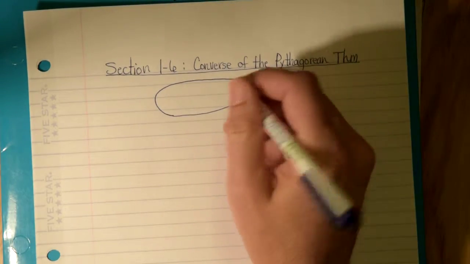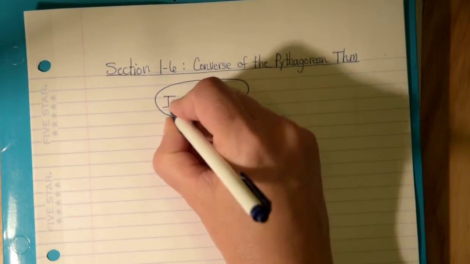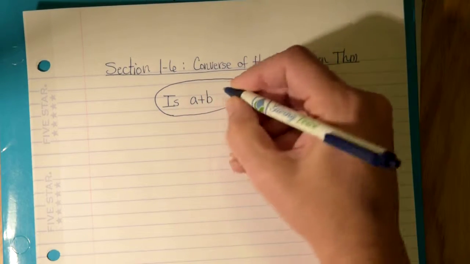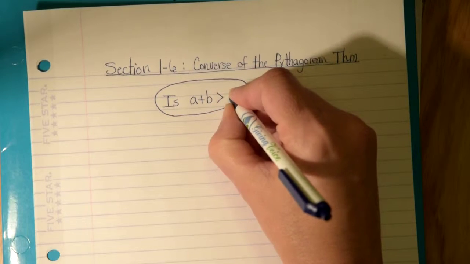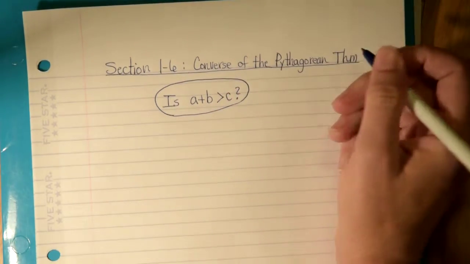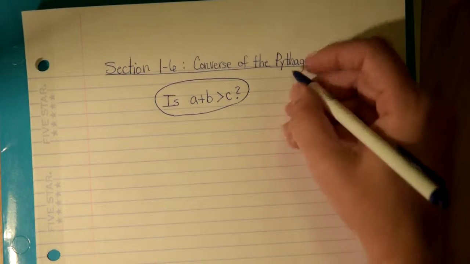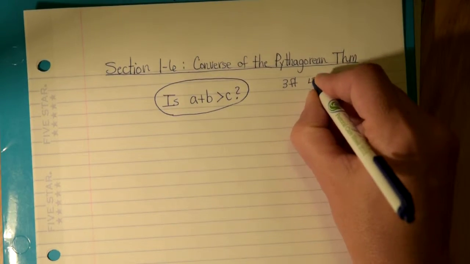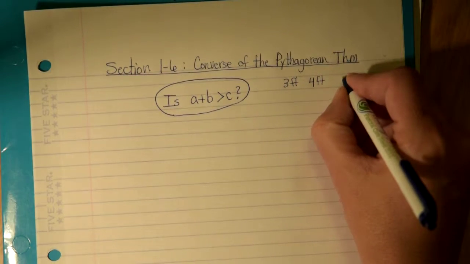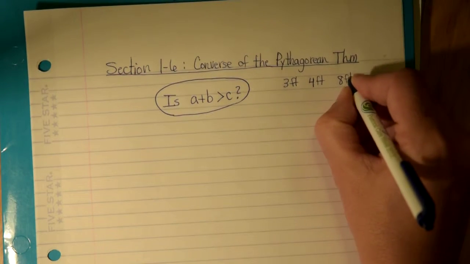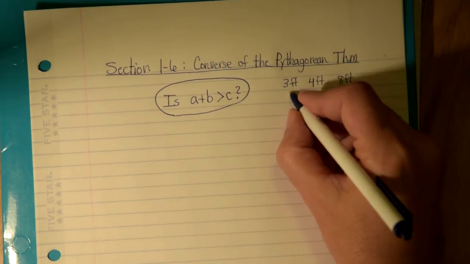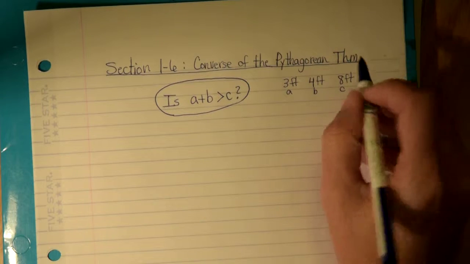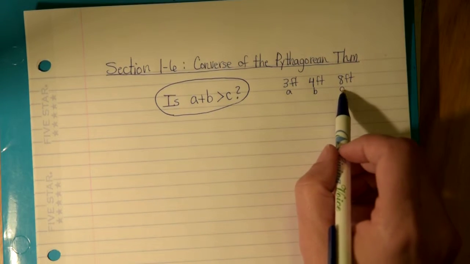So in the first bubble, we're going to say, is A plus B greater than C? Question mark. And we're talking about three sides. For example, if I give you 3 feet, 4 feet, 8 feet. And I'm going to label this one A, this one B. The biggest one has to be C. Now, A and B I could switch around, but the big one has to be C.